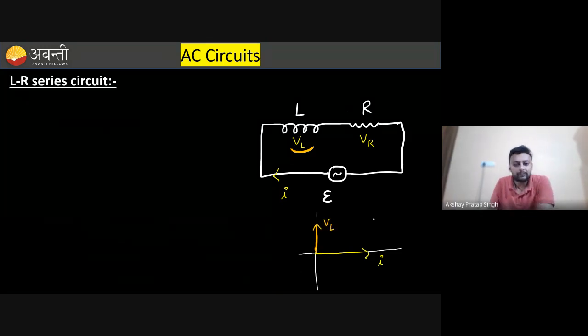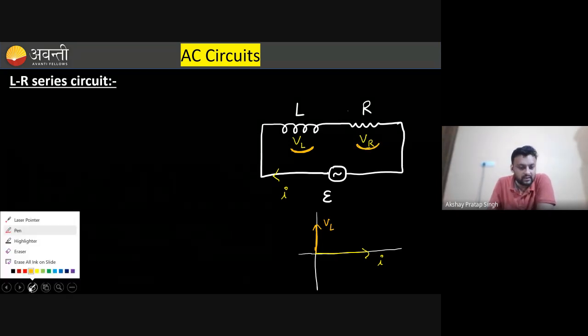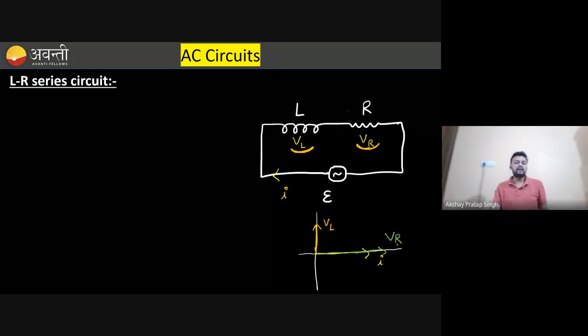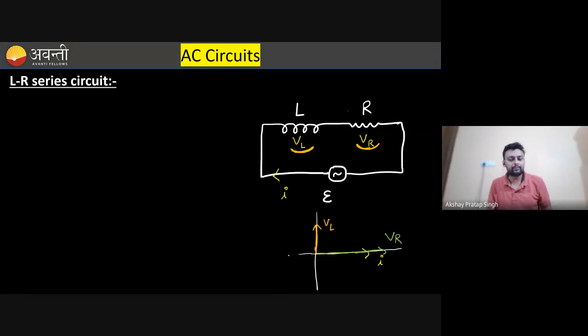Clear? And the potential across the resistor is in the same phase with the current. That means this is going to be the potential across the inductor, that is VR. Now, can you see VL and VR? This is our phasor diagram.